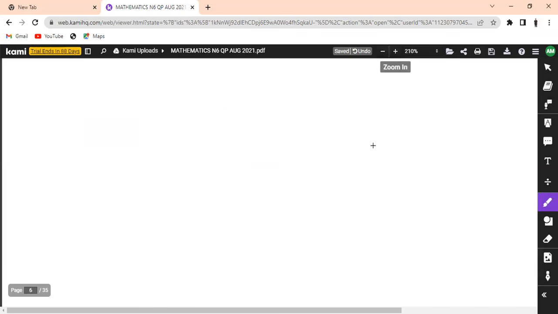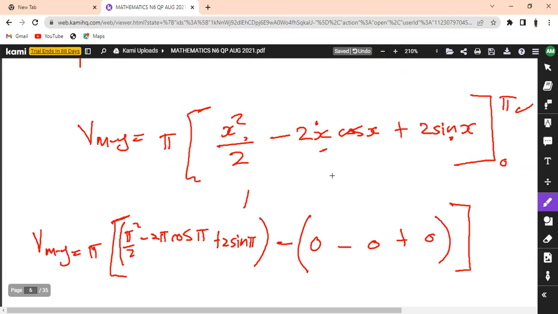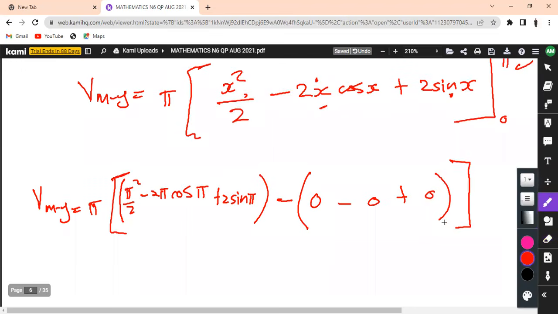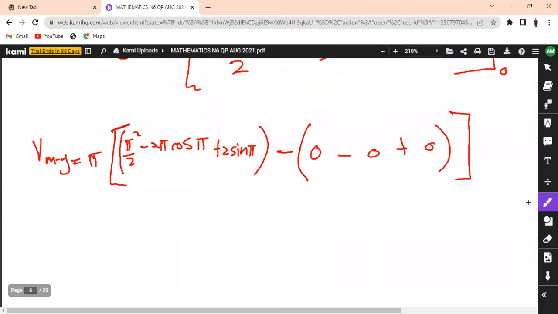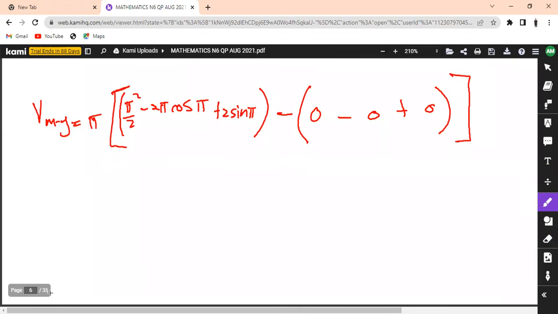Let me just try to increase this part, maybe it can be clearer. All right, so that's what we had here. Okay, so these are the limits that we have. And if you are to make proper substitutions on our calculator, we are going to see that the volume moment with respect to y in this case is going to be, if you simplify this, 11,217 times pi.